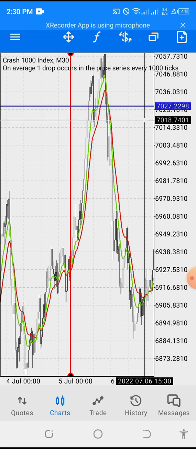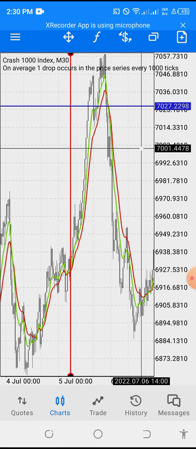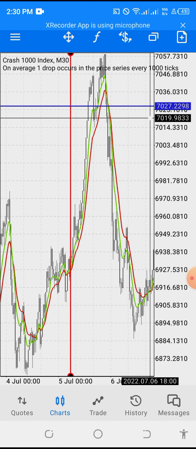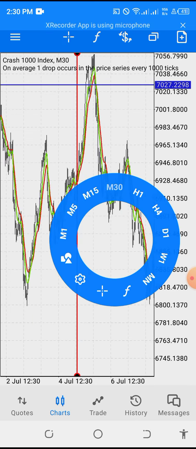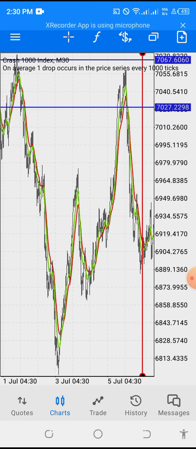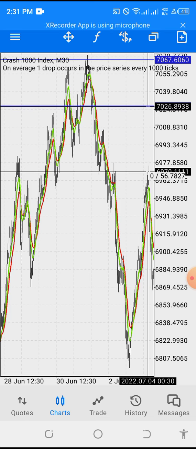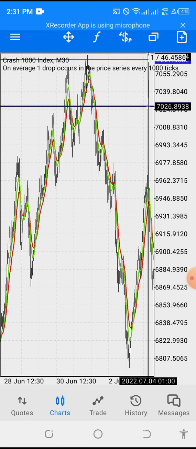Okay, you see this moving average crossover. You see the red moving average on top of the green moving average. That means we are selling. Okay, when you see that, you enter for your sell. Place your stop loss above the supply zone, so that you will not get stopped out.